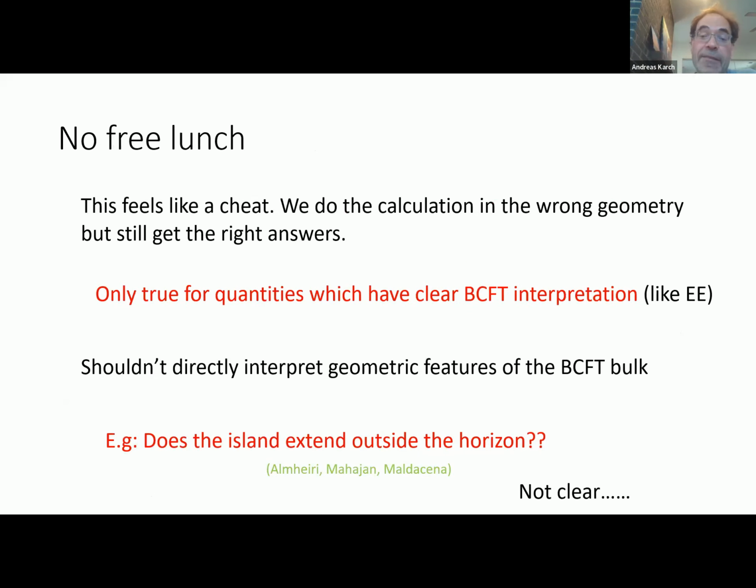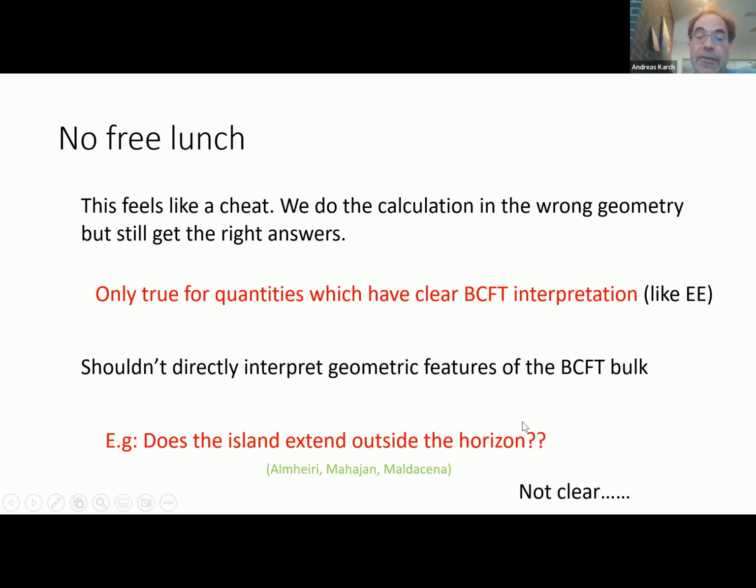This is true for everything that has a BCFT interpretation, like the entanglement entropy itself. But no, it is on some level a cheat, because what you're losing is the direct geometric interpretation of everything you see in the bulk. So for example, there's one geometric feature of this RT surface that people made a big deal about. If you look at this RT surface that gives me the entanglement island, it seems to tell you that the island in these brane worlds actually extends outside the horizon. And I'm not sure how interesting this is, but at least there was some sort of, ooh, look, the island extends outside the horizon. I'm no longer sure we should take this seriously.